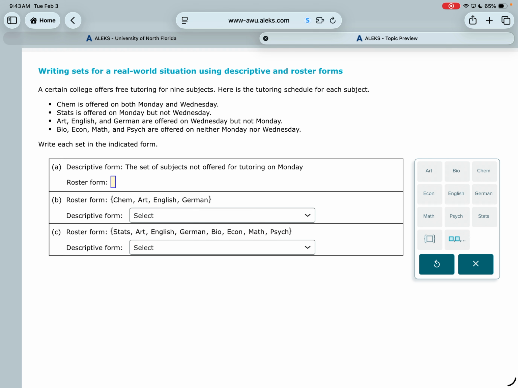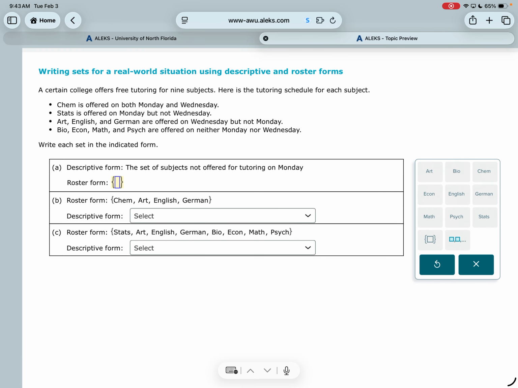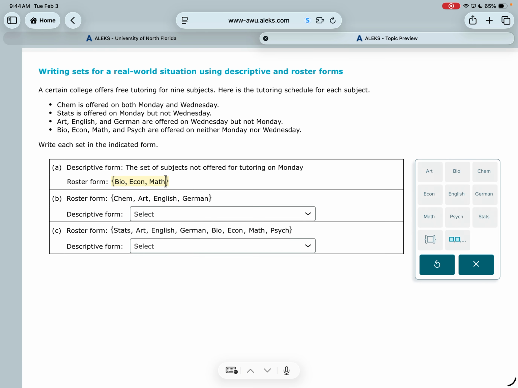Okay? So descriptive form, the set of subjects not offered for tutoring on Monday. So we do the brackets to signify a set. Well, I know Bio, Econ, Math, and Psych are all not on Monday nor Wednesday, by that last line, right? So which other ones are not offered for tutoring on Monday? Art, English, German are offered on Wednesday, but not Monday. So Art, English, and German. Okay. Then you go the opposite. They give you Kim, Art, English, German, and which ones are those offered? Kim is Monday and Wednesday. Art, English, and German are Wednesday, but not Monday.